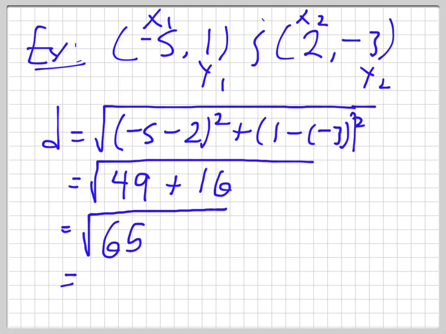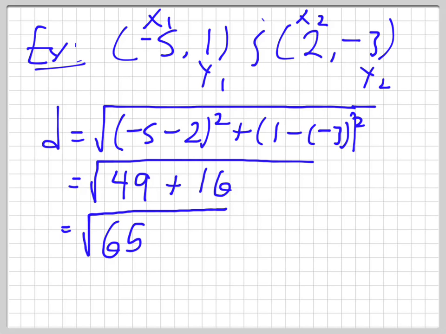Now, most teachers are going to want you to reduce this root, so I don't know if there are any perfect squares inside of 65, so let's just try a few. Let's see. 25 is obviously not going to work. 36, probably not. 9, probably be our only bet. No. So I don't think this guy reduces down. Correct me if I'm wrong. I don't think it does.